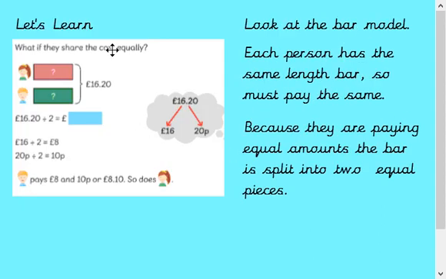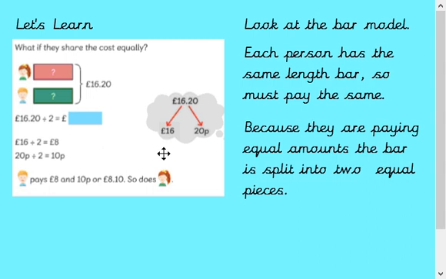Okay, let's learn. So on the graphic here, you can see £16.20, and they're showing you on the graphic what would happen if both of them paid the same amount of money. If they're paying the same amount of money, then they are dividing it equally, splitting it into 2 equal pieces. Now, if we wanted to do that, then we'd be thinking about, okay, how do we split this amount of money into 2 pieces?